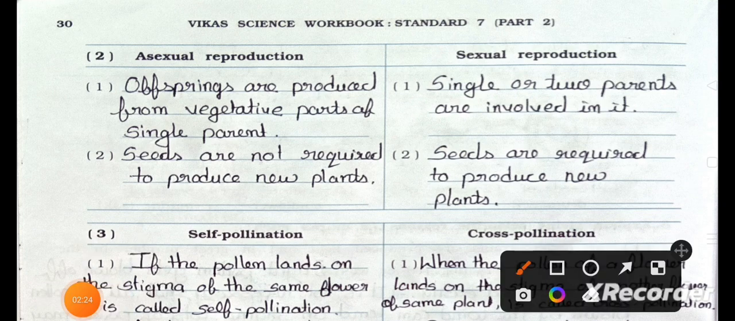Distinguish between asexual reproduction and sexual reproduction. Asexual reproduction, point 1. Offspring are produced from vegetative parts of the single parent, and in sexual reproduction single or two parents are involved. Point 2. Seeds are not required to produce new plants, and here seeds are required to produce new plants.